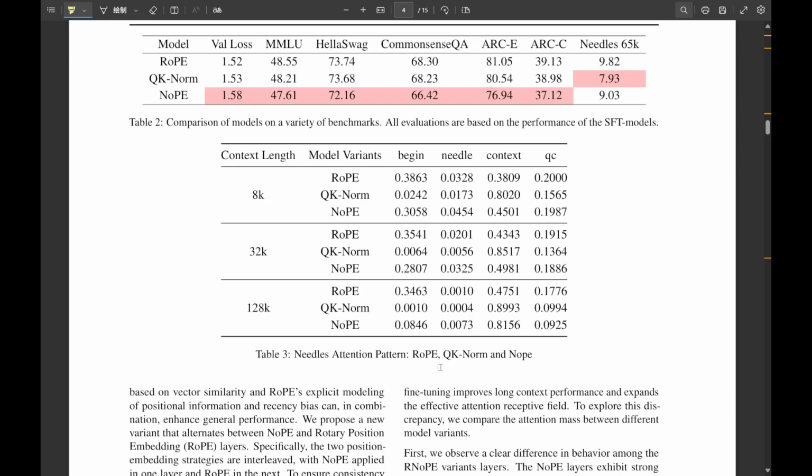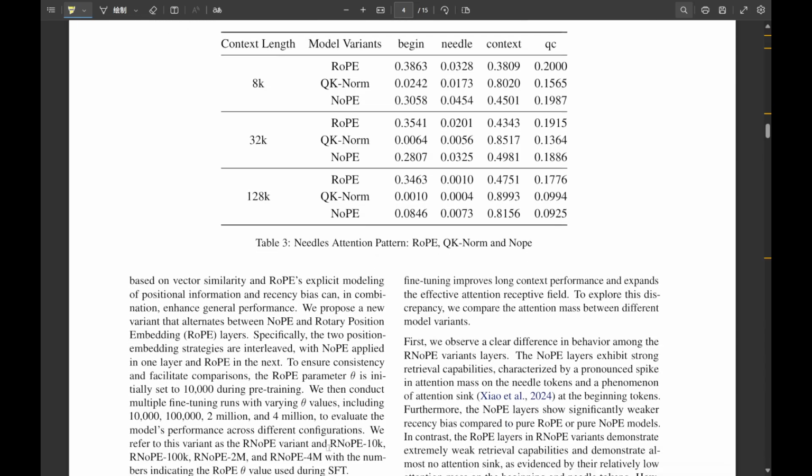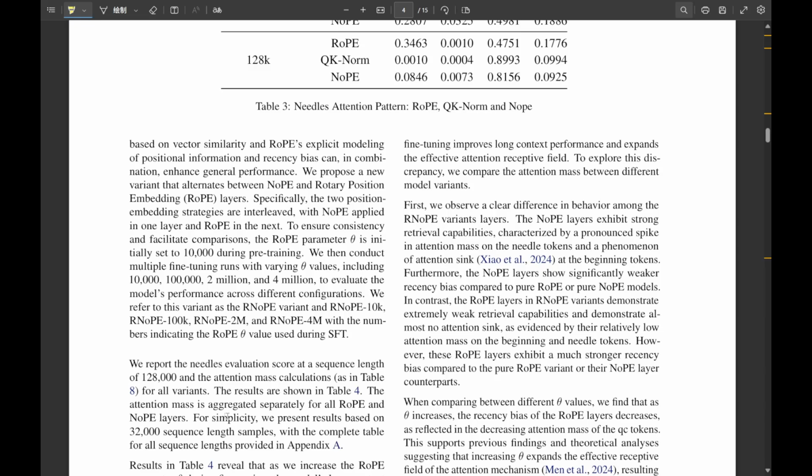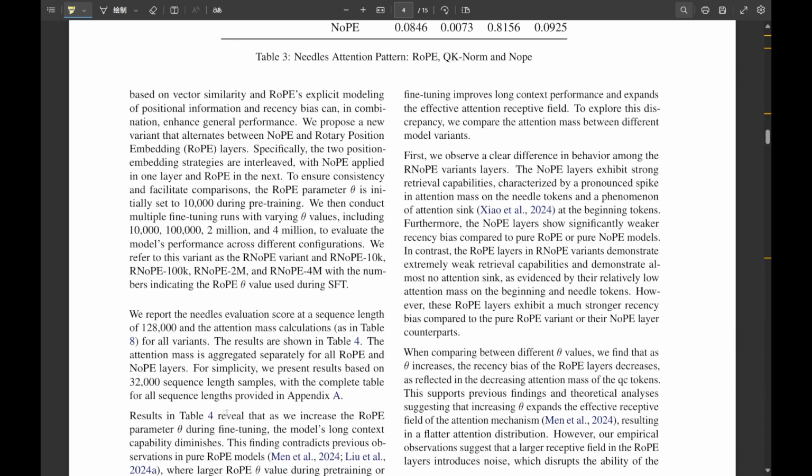Wow. Okay, so that poor performance from QK norm must have made them dig deeper, right? They didn't just look at the final scores. Absolutely. This is where it gets really interesting. They started analyzing the internal workings, specifically the attention patterns. They measured something called attention mass. Attention mass, what's that? It's basically how much focus, how much computational attention the model is putting on different parts of the input sequence. They broke it down. How much attention goes to the beginning tokens, how much to the actual needle itself, how much to the general context around the needle, and how much to the question being asked.